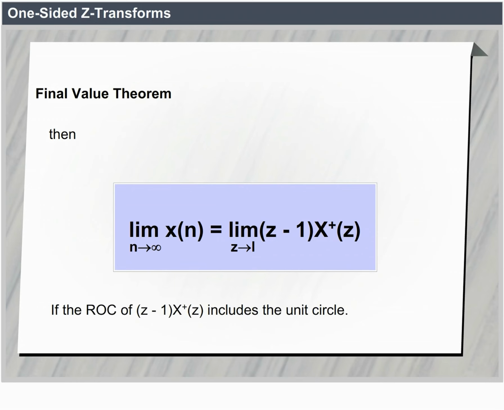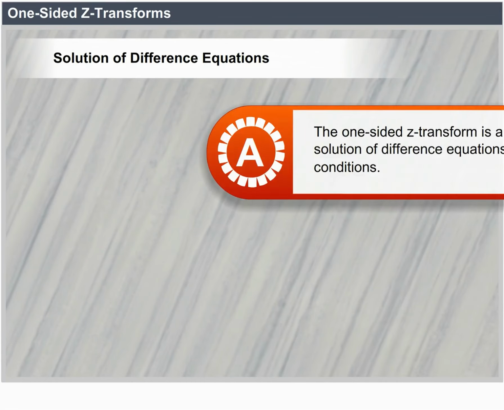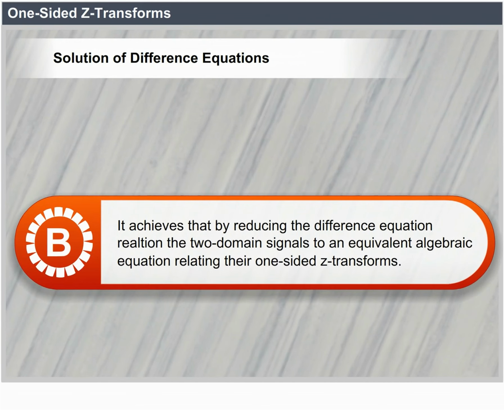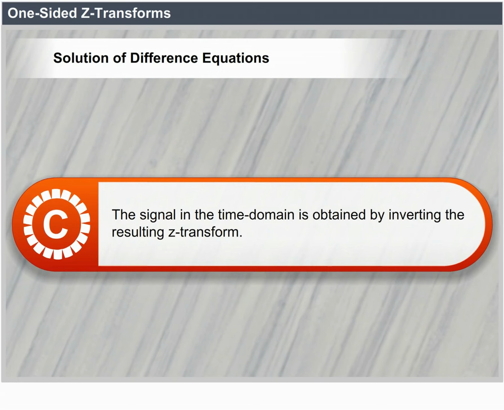Solution of difference equations. The one-sided z transform is a very efficient tool for the solution of difference equations with non-zero initial conditions. It achieves that by reducing the difference equation relating the two domain signals to an equivalent algebraic equation relating their one-sided z transforms. The signal in the time domain is obtained by inverting the resulting z transform.